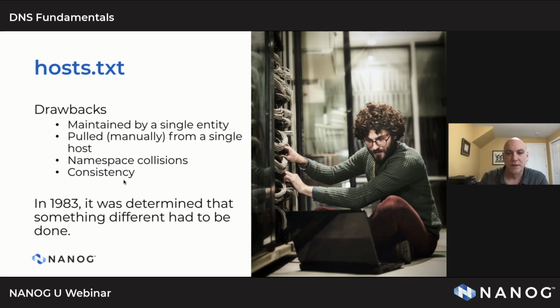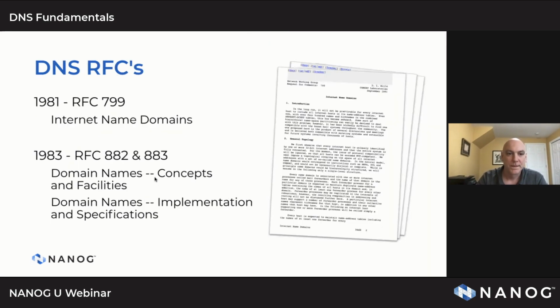So 83 was around this time that, again, these were big changes in internet history. TCP/IP came about, and we also started focusing on the fact that something had to be done to change this. The first DNS-related RFCs happened in the early 80s. So you had 1981, RFC 799, Internet Name Domains, and then the two core ones were 882 and 883, and again, this was in 1983.